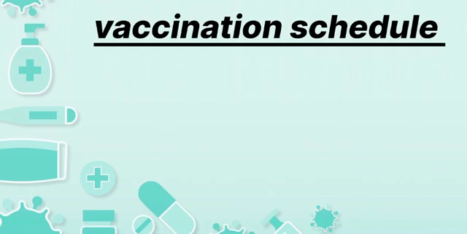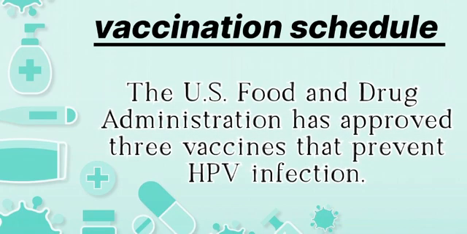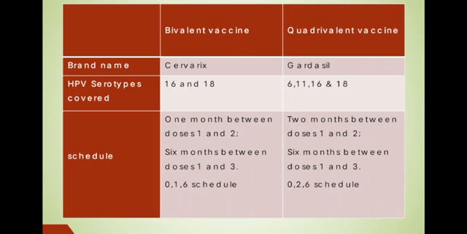Coming to the vaccination schedule, the US Food and Drug Administration has approved 3 vaccines that prevent HPV infection and subsequent development of cervical cancer. Bivalent and quadrivalent vaccines are available in India. The famous bivalent vaccine is Cervarix and the famous quadrivalent is Gardasil. The bivalent vaccine has antibodies against two HPV strains, HPV-16 and HPV-18, which are the most common serotypes causing HPV infection and development of cervical cancer.